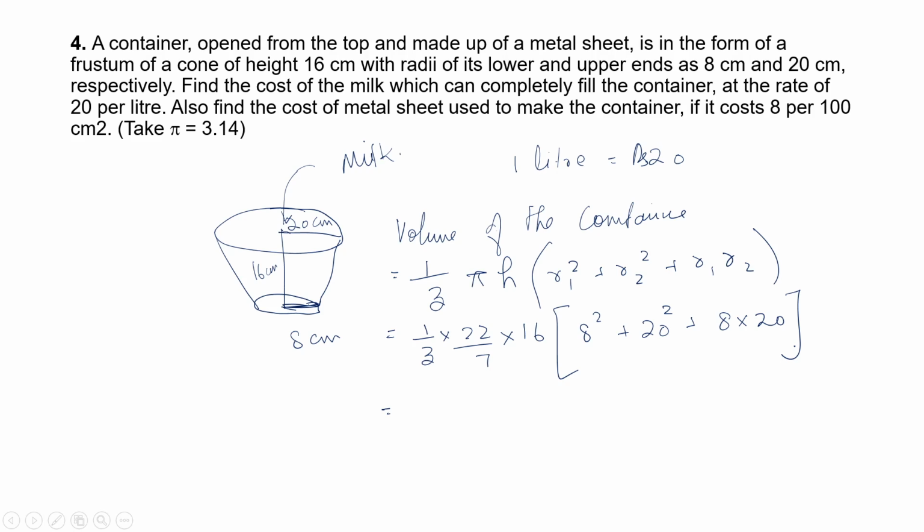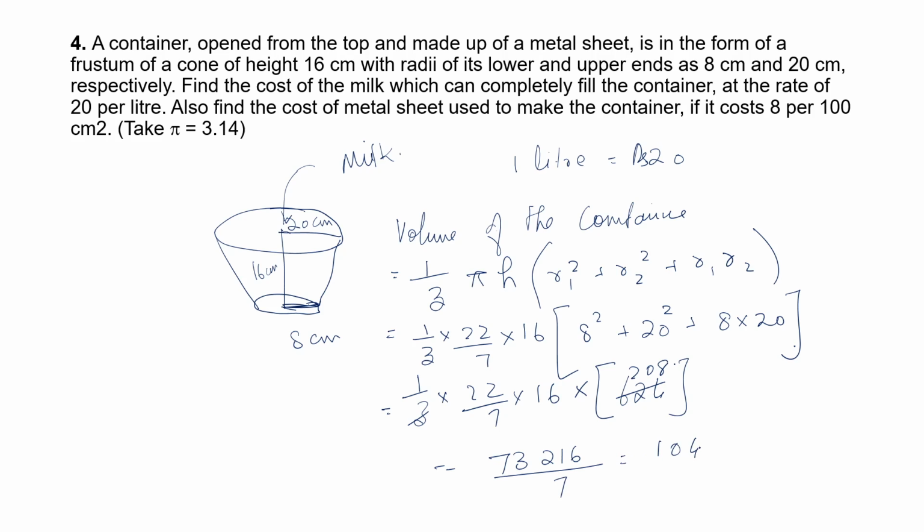Okay, please do the calculation by yourself, because it will consume more time for me if I do the calculation. I will just give you the hint. 22 by 7 into 16 into this comes to around 624. So you can cancel as much as you can. This gets cancelled as 208. So if you cancel, you are getting 73216 by 7, which is nothing but 10459 centimeter cube.